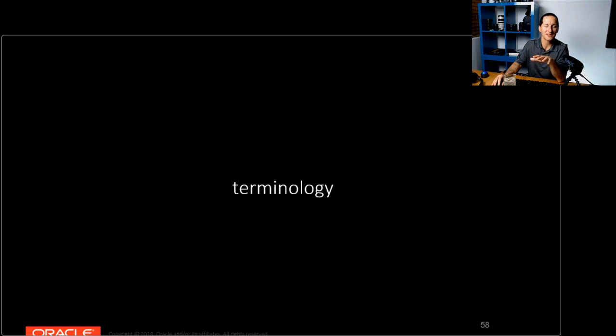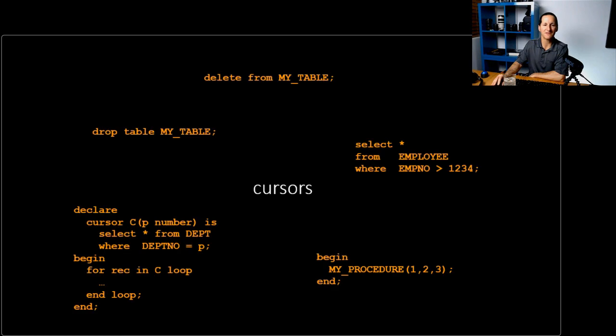So let's do some terminology first so we're all on the same page. We have the concept of what we call a cursor. And let me give you some examples of the kind of commands we run against the database. And the obvious question is, which one of these is a cursor? Now, obviously the one at the bottom left, which actually has the word cursor in the actual piece of PL/SQL code there, that's obviously a cursor. The question is, which of the other ones are actually cursors?